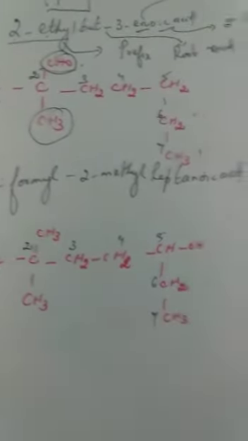If I number this side, that is 1, 2, 3, it is a 3-member ring. This is the substituent. This one is wrong. This is the longest chain. You have to choose the longest carbon chain. Here this one is a substituent, this one is a substituent, and this one is also a substituent.